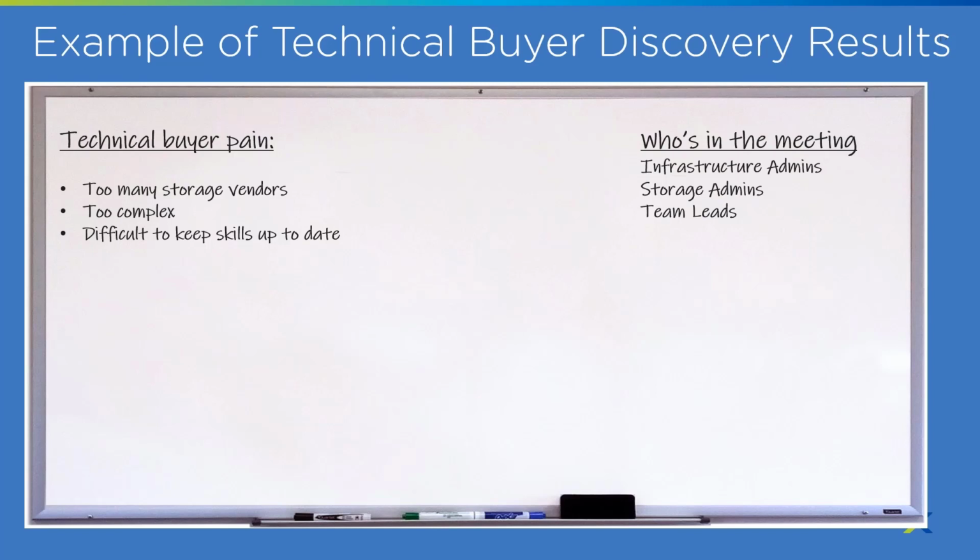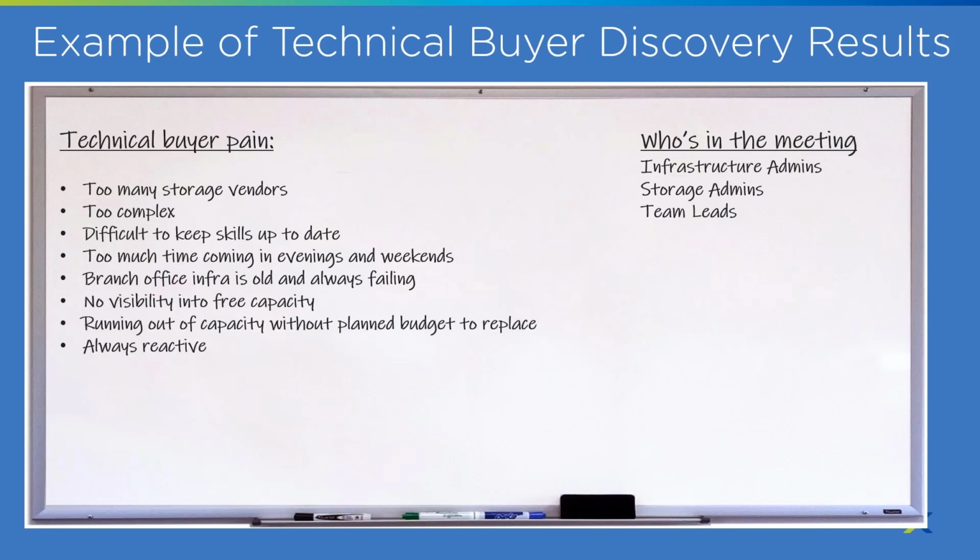They've had some staff leave who were subject matter experts in particular storage arrays, and other staff have had to pick up the skill set to manage and administer those arrays. It's been pretty difficult for those folks to keep their skills up to date. They're spending a lot of time coming in evenings and weekends to deal with issues or do patching and upgrades. They have a whole series of different branch offices. The infrastructure in those branch offices is now aging and always failing, so they continually have to go out to those branch offices and deal with failure events, further contributing to the time they're spending on evenings and weekends.